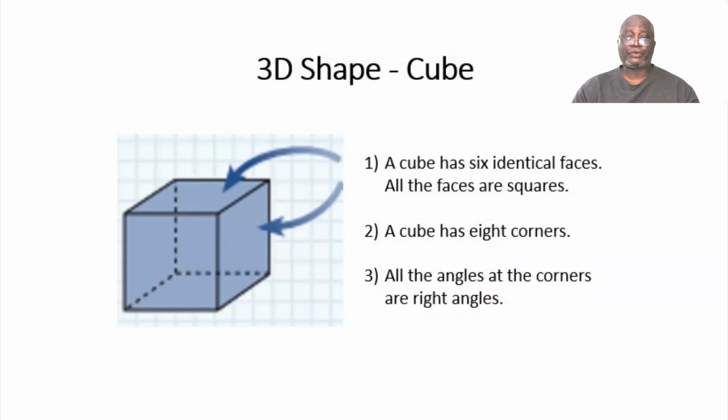So in this case, a cube has 6 identical faces. All the faces are squares. A cube has 8 corners. Can you identify the corners? If you're not sure, you'll see the 4 corners at the top and the 4 corners at the bottom, where the length, breadth and height meet. All the angles at the corners are at right angles.